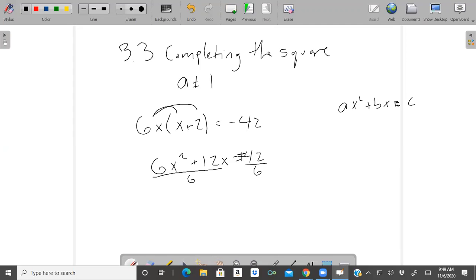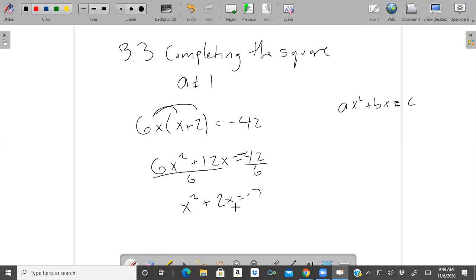So obviously there's two different scenarios. One of the scenarios is when that number works out really, really nicely and it goes into everything. The other scenario is not quite as nice because it might not go into everything perfectly. This is the scenario where everything works perfectly. So this will turn into x squared plus 2x equals negative 7. And now we can go through our completing the square process, and it shouldn't be too bad.